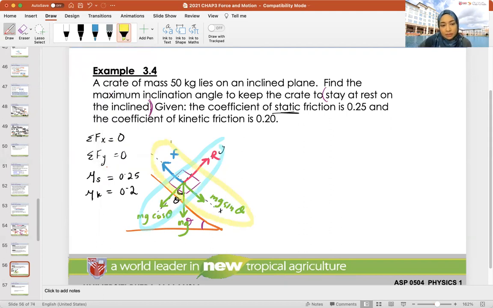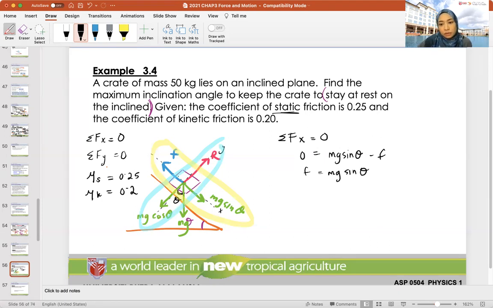Apa-apa yang dalam x-axis, letak dalam equation x. Apa-apa yang dalam y-axis, letak dalam equation y. So we start with our condition. Net in the Fx is equal to 0. And what do you have here? mg sine theta minus f. This is equal to 0. Okay, so f is equal to mg sine theta.